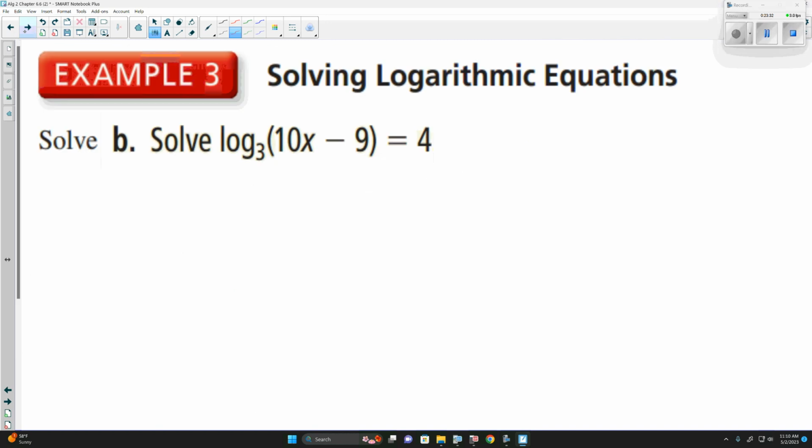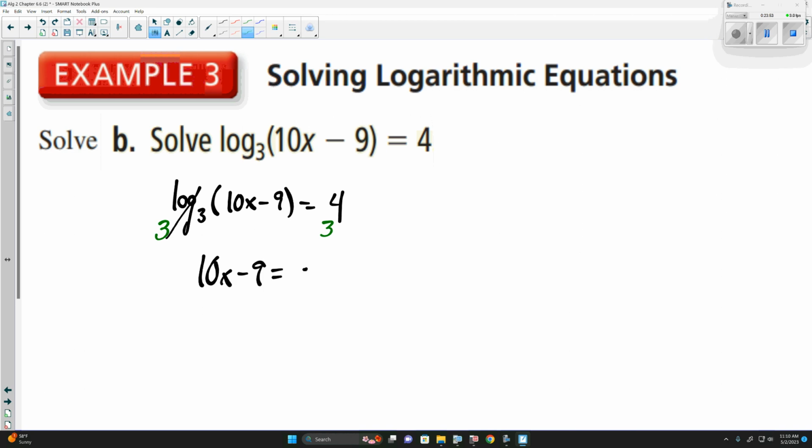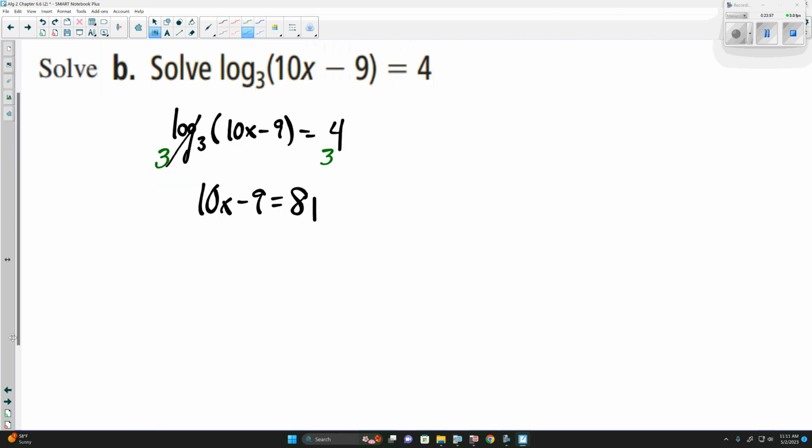So let's look at the next one here. We can put both sides to the base of 3. These will cancel, telling us that 10x minus 9 is equal to 3 to the 4th, or 81. We can type 3 to the 4th in a calculator and simplify it. Any questions on this so far?